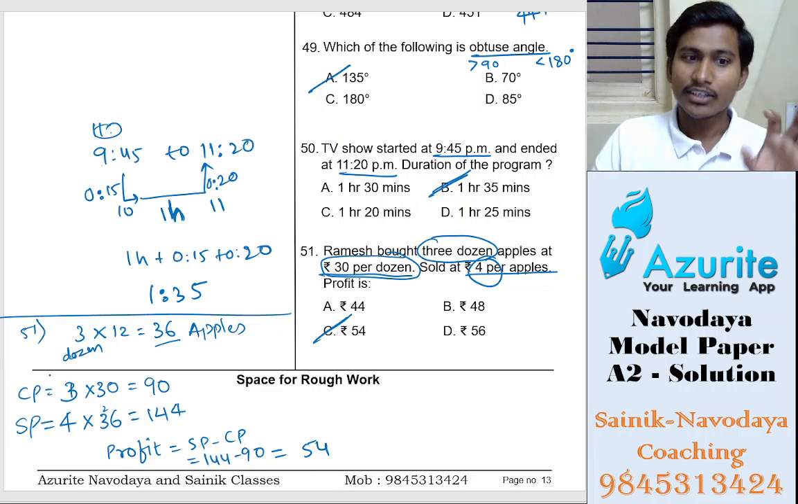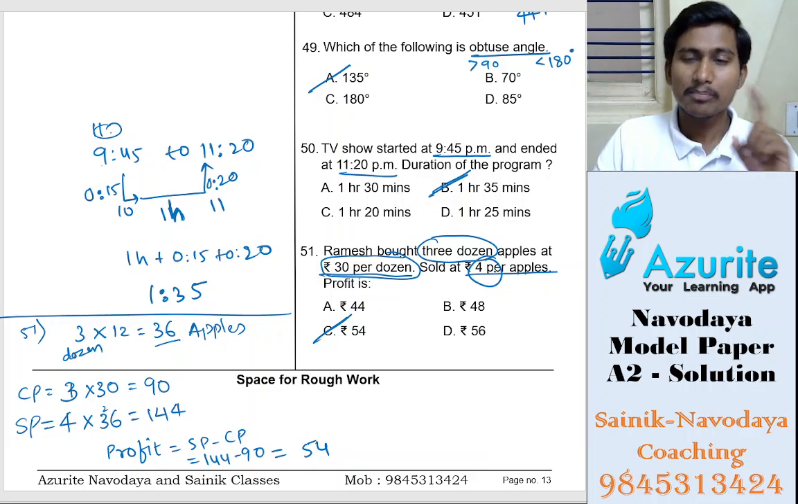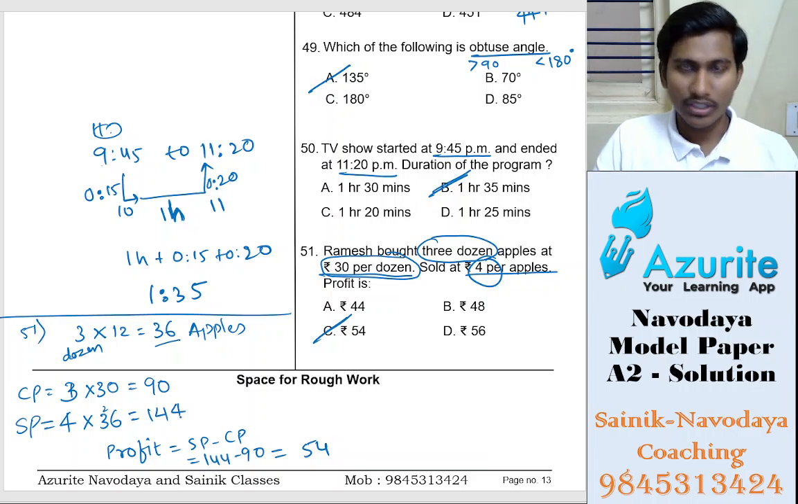You find it. Now the cost price is 30 rupees per dozen, so 3 dozens is 90 rupees. Selling price, he is selling at 4 rupees per apple. 1 apple is for 4 rupees, so 36 apples are there. So 4 times 36 is 144. That is the selling price. You find the profit, you will get the answer. Very easy. Don't be confused.